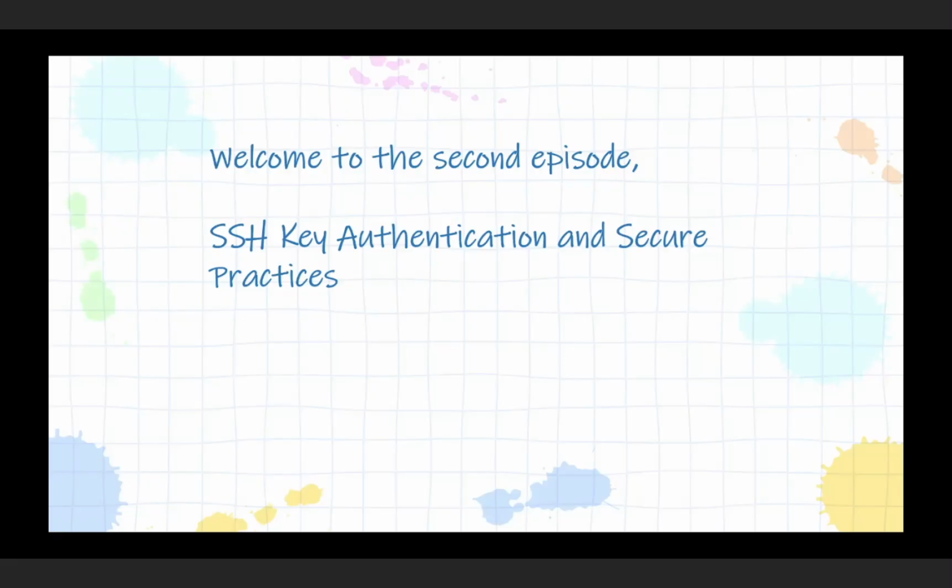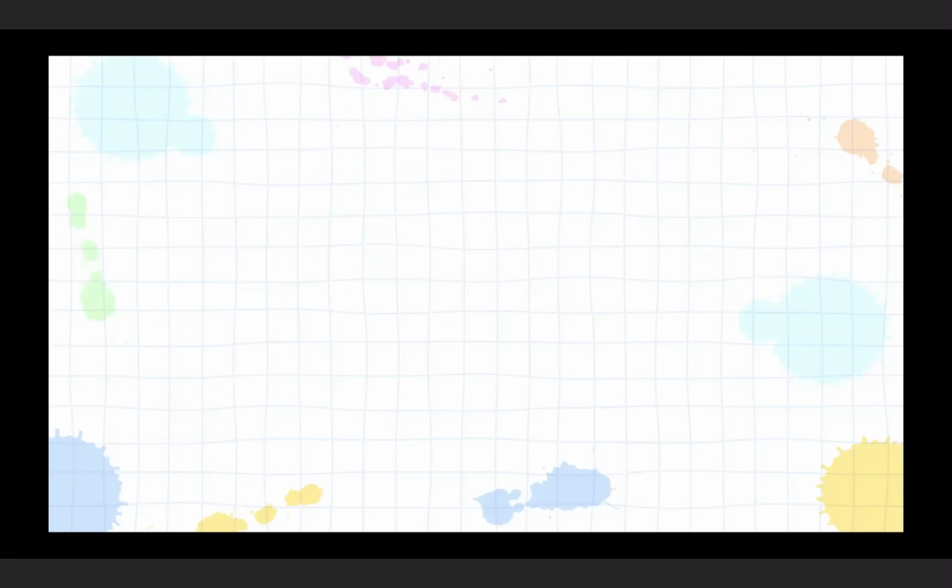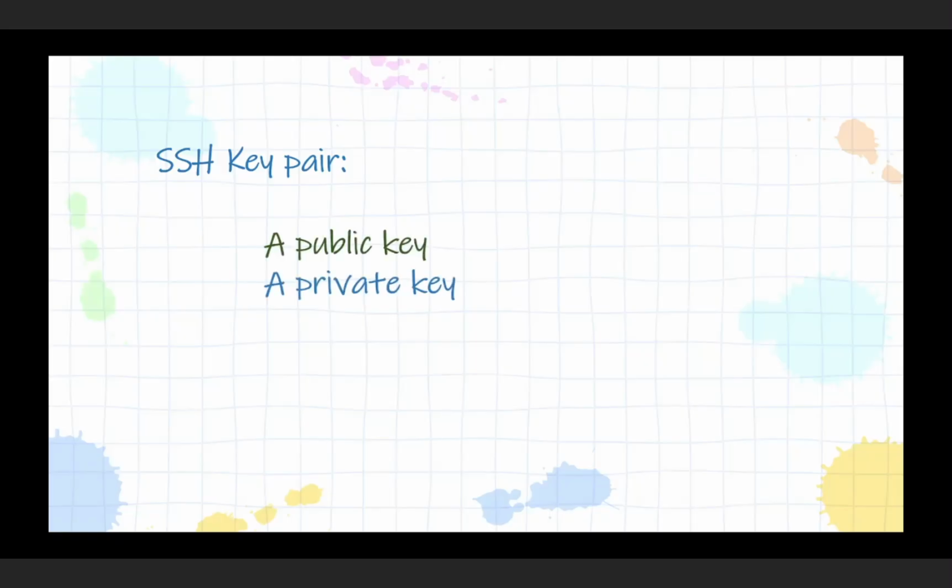To make logging into the server both easier and more secure, we can use something called an SSH key pair, which consists of a public key and a private key. Let's explain this with a real-world analogy involving a lady, Alice, and a gentleman, Bob.